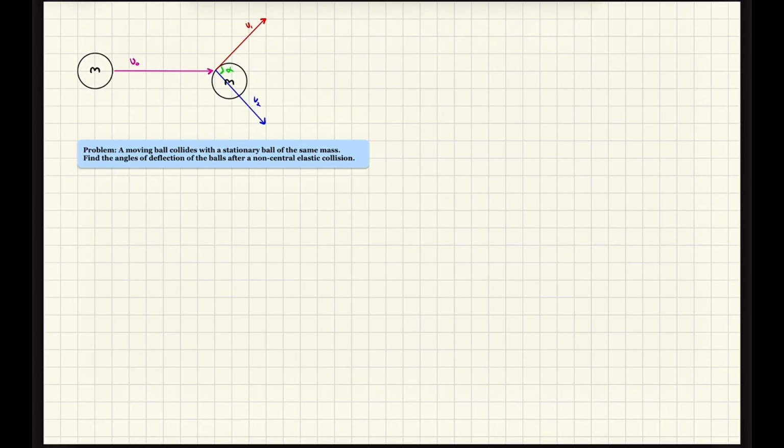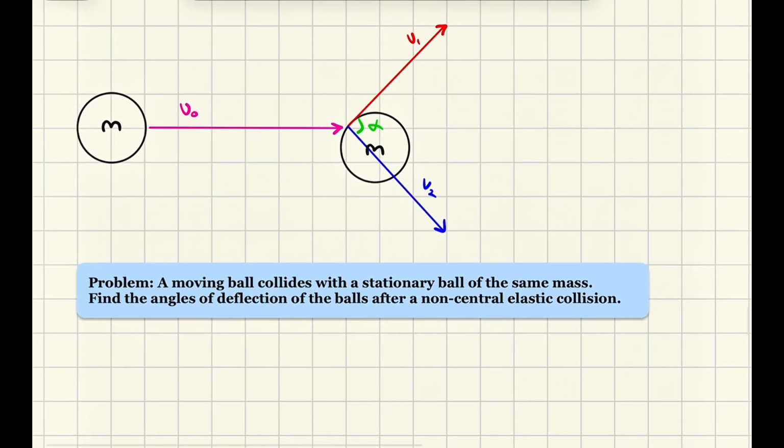Good day, friends. Today let's try to solve some problems on impulse and conservation of momentum. And the problem goes like this. A moving ball collides with a stationary ball of the same mass. Find the angles of deflection of the balls after non-central elastic collision.